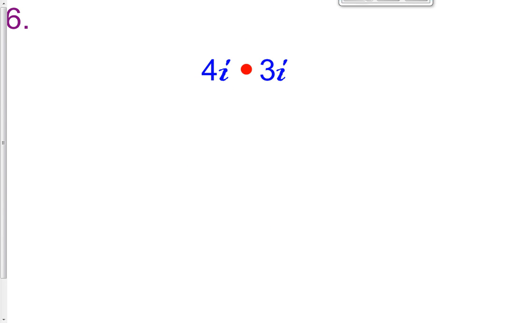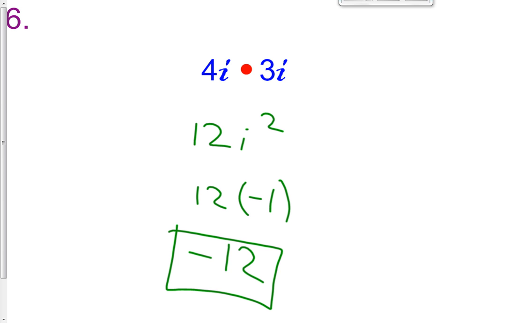Number 6, 4i times 3i. 4 times 3 is 12. i times i is i squared. And i squared is the same thing as a negative 1. So 12 is multiplied now by a negative 1. Our answer is a negative 12 for problem number 6.